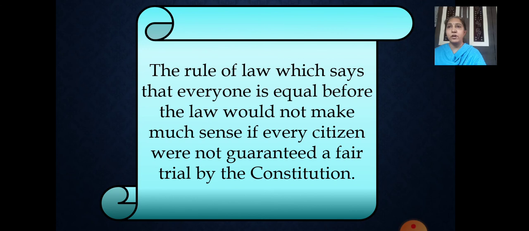So the rule of law, which says that everyone is equal before the law, would not make much sense if every citizen were not guaranteed a fair trial by the constitution. Correct? You have learned the rule of law over the last 2-3 chapters. That is, everyone is equal before the law. That is the most important thing, the rule of law. It will be accomplished only when we have the fair trial guaranteed by the constitution. Correct? So children, I hope you understood this fair trial very well.